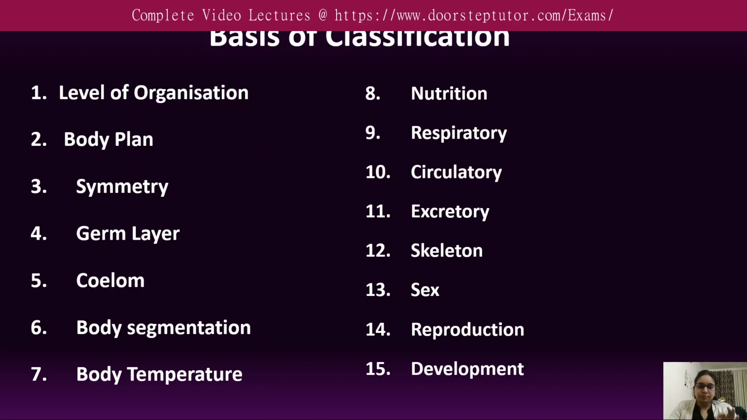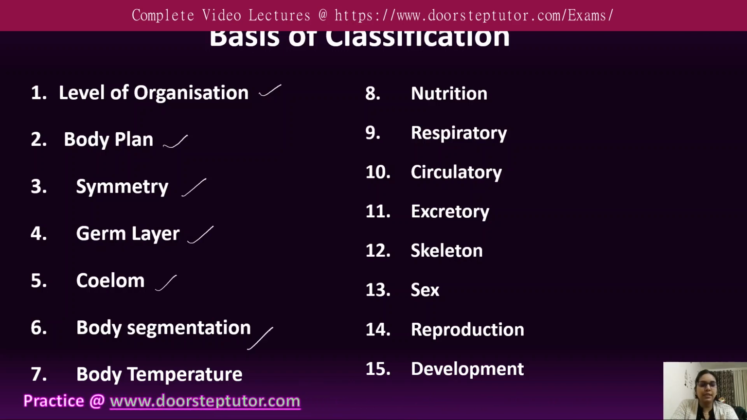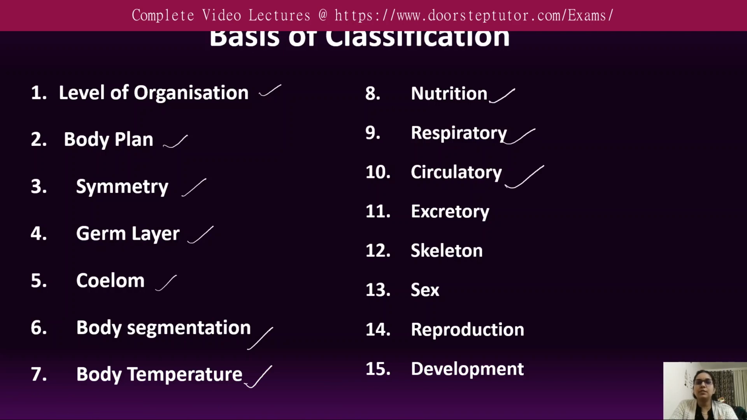It includes a number of classification criteria: the level of organization, meaning whether it is cellular, tissue level or organ level. The body plan decides its classification, along with the symmetry, germ layer, coelom, body segmentation, body temperature, nutrition, respiratory system, circulatory system, excretory system and skeleton system.